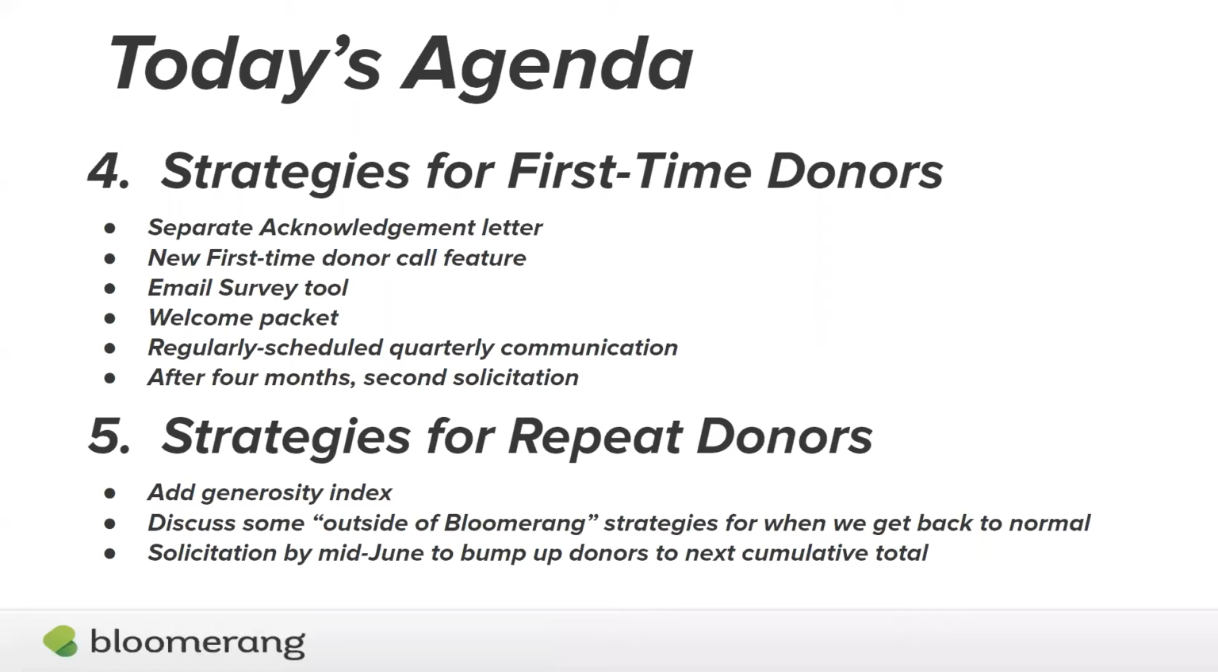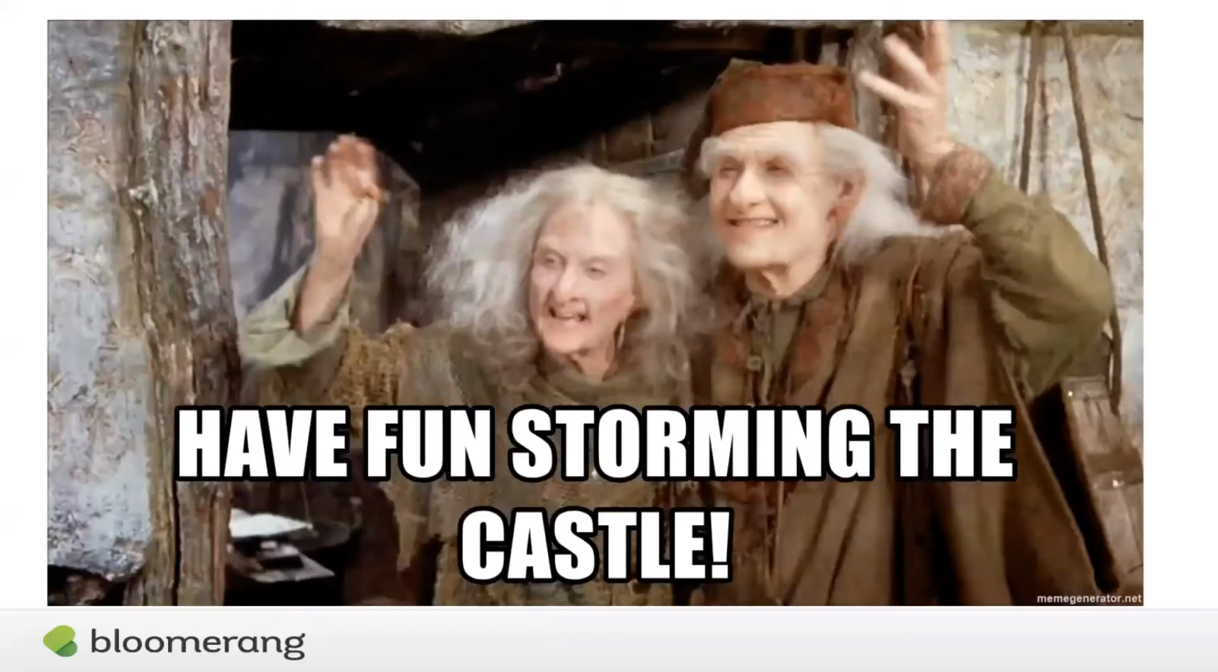And then finally, I'm going to demonstrate an idea for a solicitation that you might want to do by early to mid-June, almost certainly if you're at the end of a fiscal year. It's a kind of clever little way to look at some people who have the opportunity to make one more gift at the end of the fiscal year to up their cumulative total and appear in a different giving circle in your annual report. So we'll go through that.